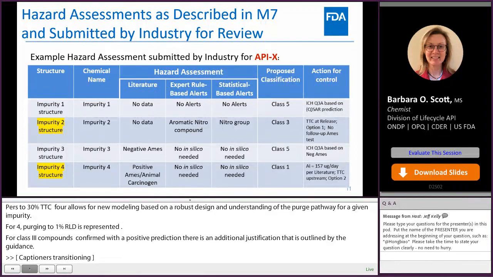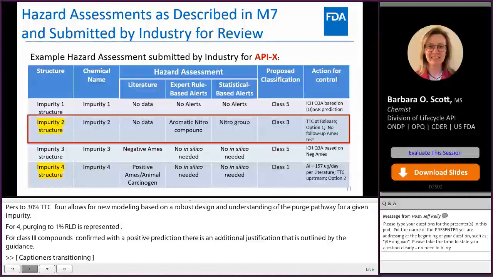On this slide, we'll pull together all the information we've discussed on the previous slides and consider a hypothetical example hazard assessment submitted to the agency for drug substance APIX. In this example, the table contains 4 impurities with structures, names, hazard assessment, classification, and an action for control. Let's look at impurities 2 and 4 in more detail.